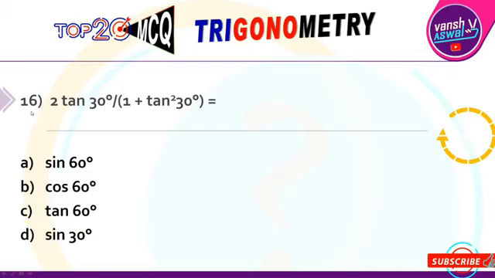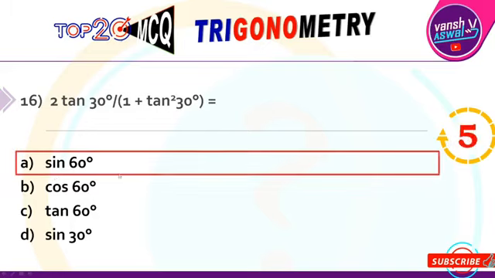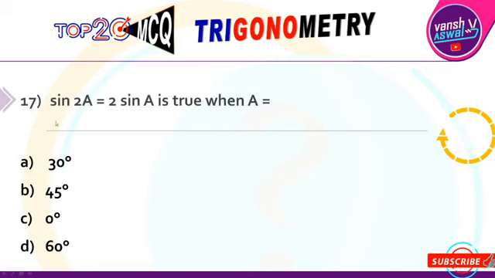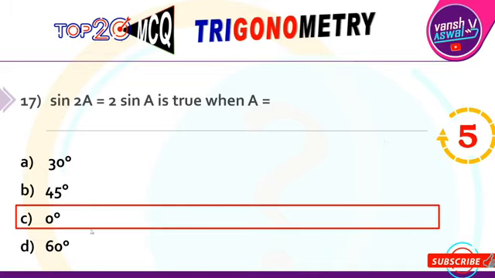Question number 16, 2 tan 30 degree divided by 1 plus tan square 30 degree is equal to. Answer is option A, sin 60 degree. Question number 17, sin 2A is equal to 2 sin A is true when. Answer is option C, 0 degrees.